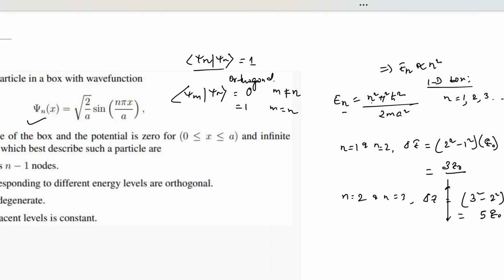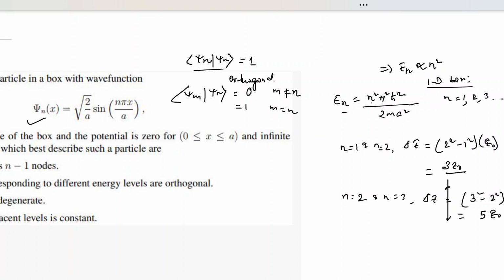You can also cross-check why this is true, because n equal to 2 means it is the function sin 2 pi x by a. So at x equal to a by 2, the value will be 2 pi by a into a by 2. So this is pi, and you know that sine pi is 0. That means here there will be a node present. So for n equal to 2 you are getting one node. So for n equal to 2, the number of nodes is 1, which is basically 2 minus 1.